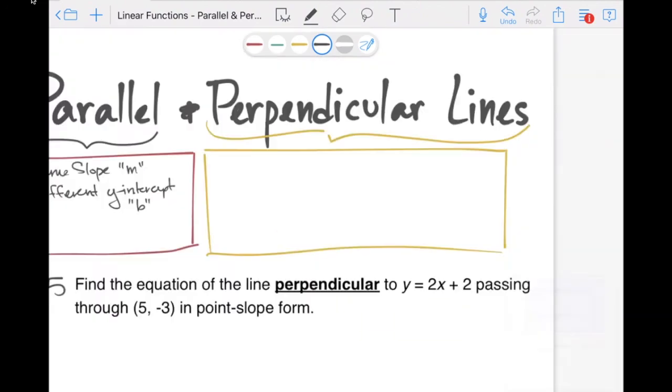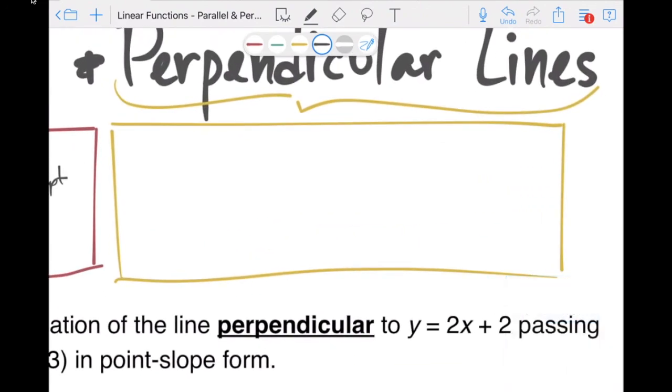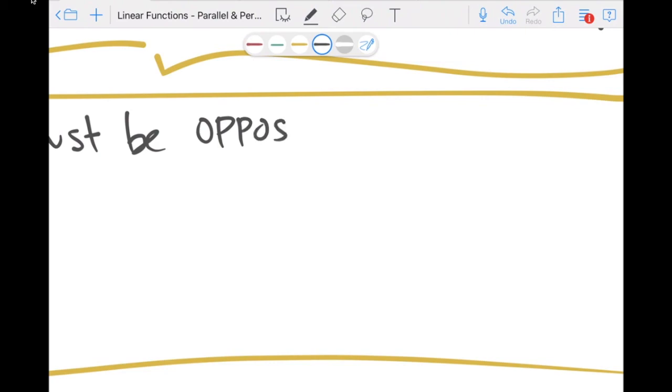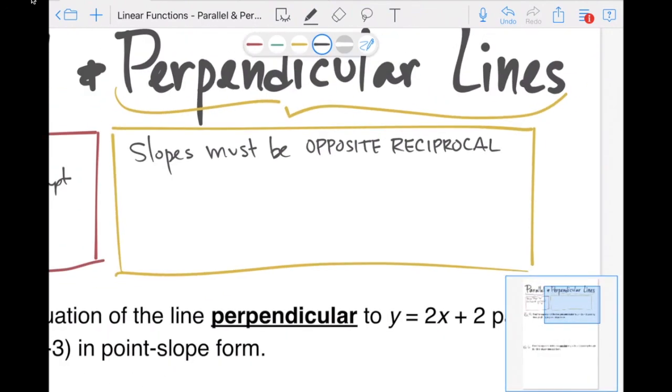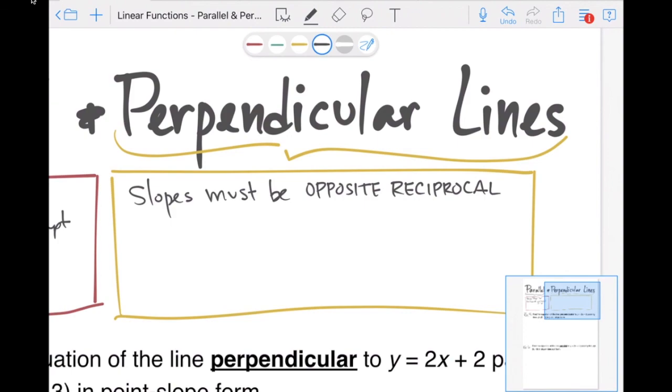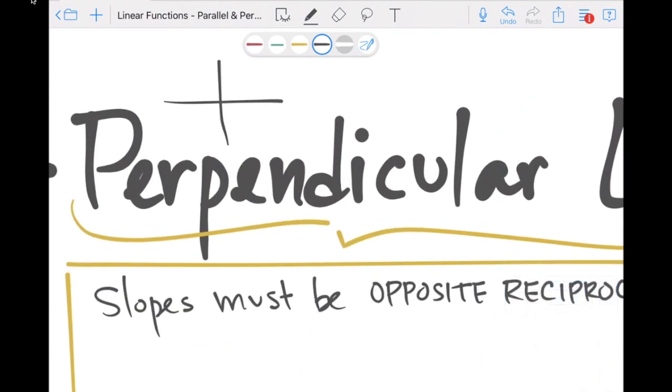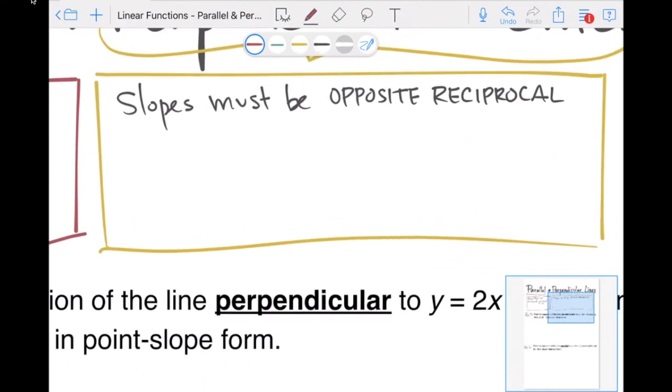For perpendicular lines, it's a little bit more complicated. We don't care about the y-intercepts. They can be the same or they can be different, but the slopes must be what's called an opposite reciprocal. And just in case you need a reminder of what perpendicular lines are, these are lines that not only intersect, but they intersect in a perfect 90-degree angle. Those are perpendicular lines. So let's go back to the opposite reciprocal.